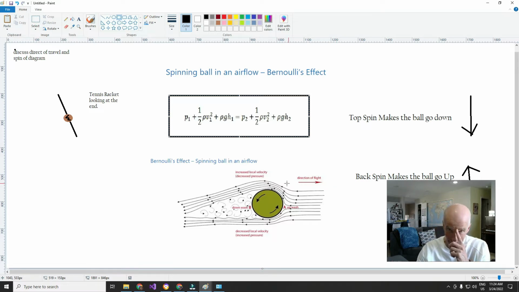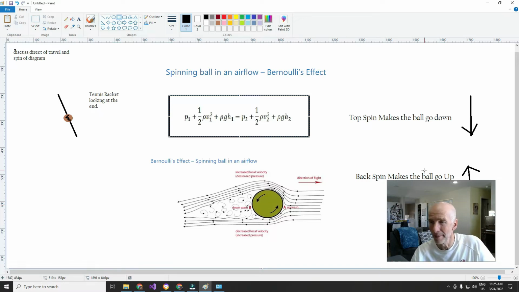Well, in this case, that spin in this direction increases the local velocity of the ball on top, and it decreases it on the bottom. Those two effects cause a low pressure to happen on the top of the ball, which causes the ball to rise, and on the bottom it causes a high pressure, which pushes the ball upward. Those two things mean that if you hit a slice shot, the ball is going to rise.